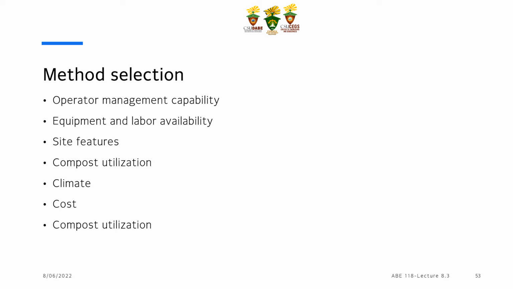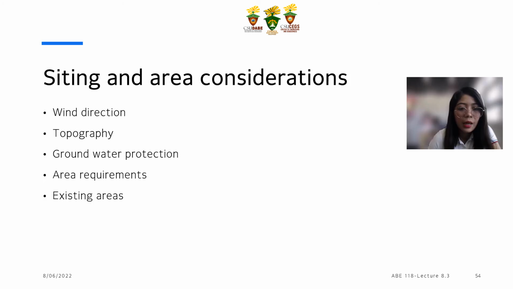And then for method selection, no? So mao ni ang atong i-consider when magpili ta kung unsa nga composting method ang atong gamiton. First is the operator management capability, equipment and labor availability, site features, compost utilization, climate, cost, and of course the compost utilization, kung para unsa ang target for utilization of that composted manure. And then siting and area considerations: dapat consider na ang wind direction, topography, groundwater protection, area requirements, and existing area.